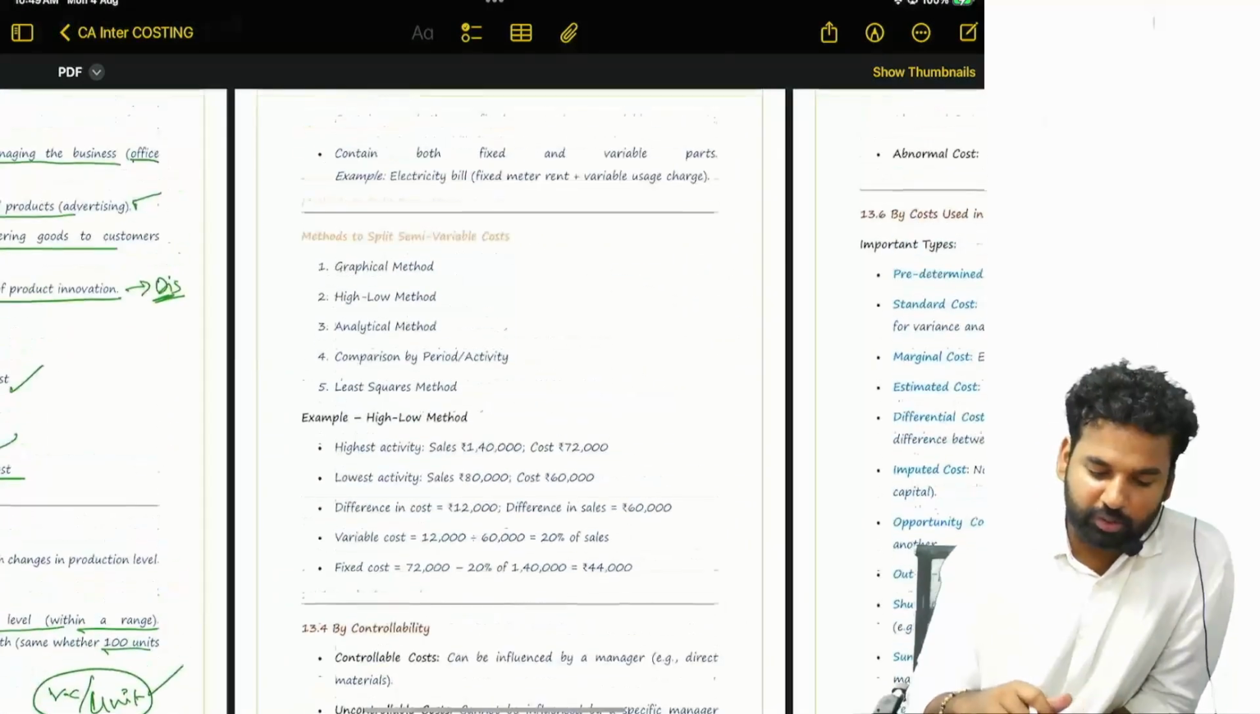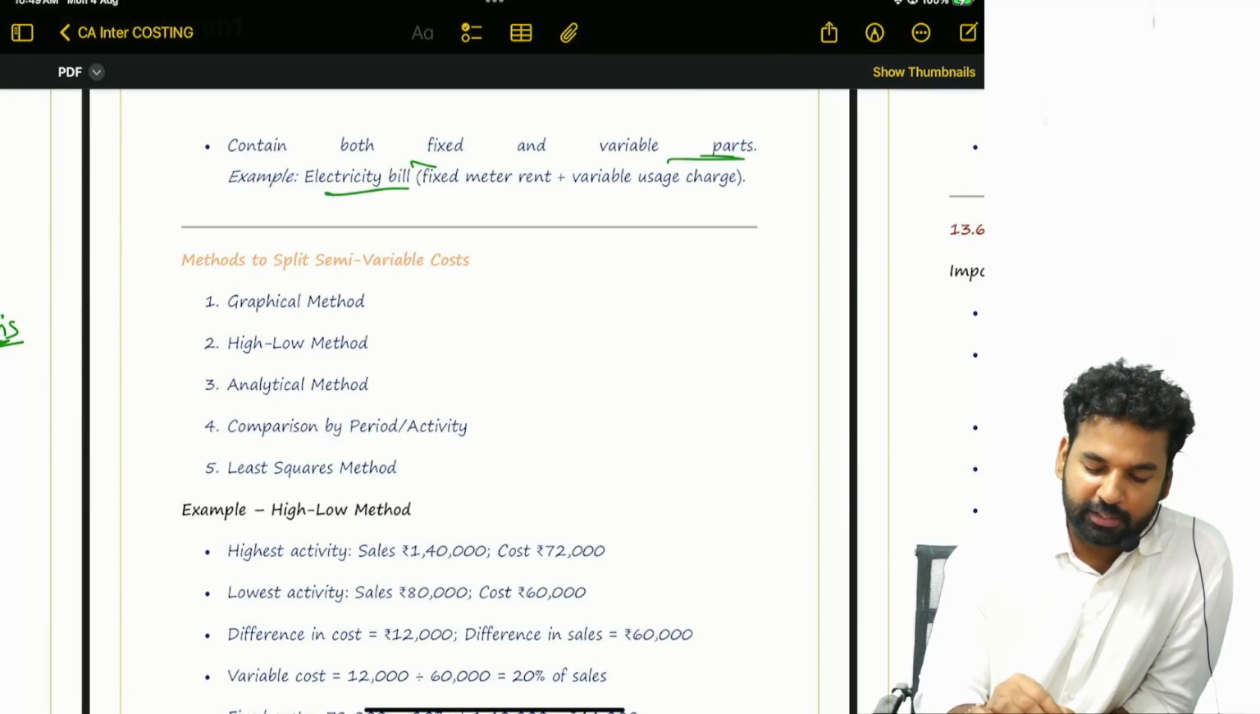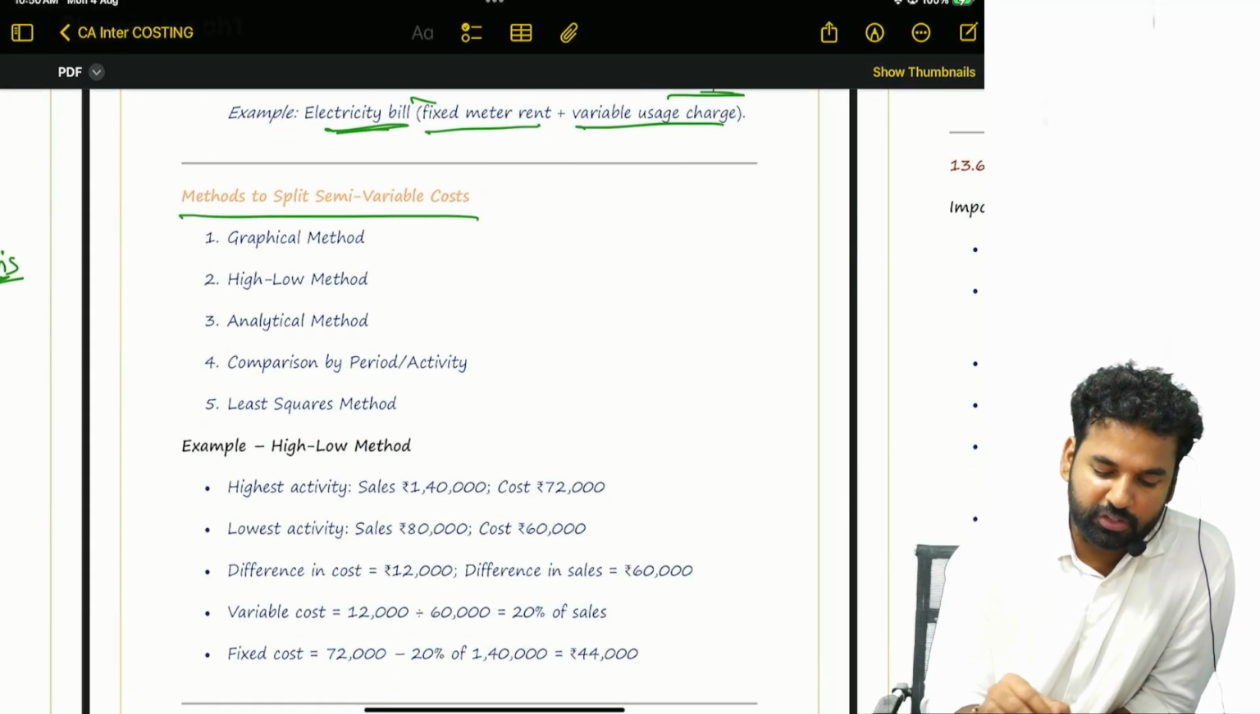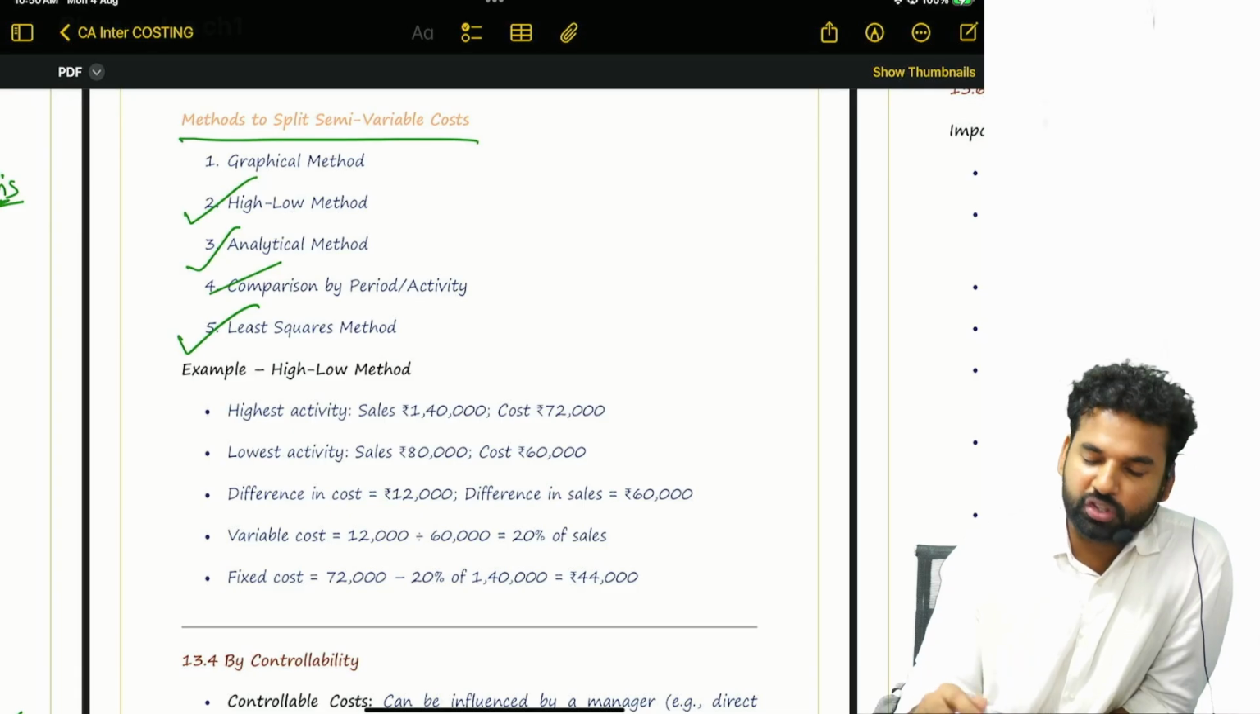Next, semi-variable cost. Semi-variable cost contains both fixed and variable parts. Electricity bill is there, means fixed meter rent plus variable usage. So methods to split semi-variable cost: high-low method, analytical method, comparison to period or activity, least squares method.